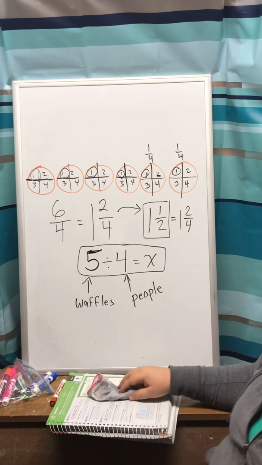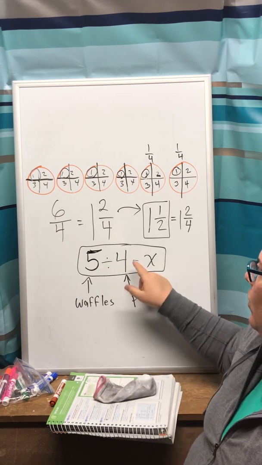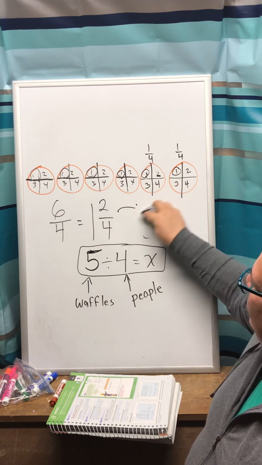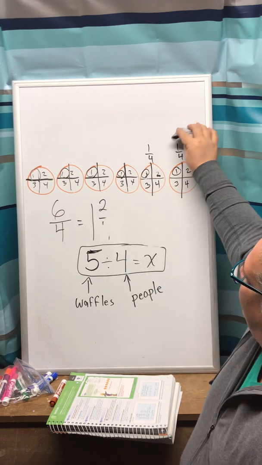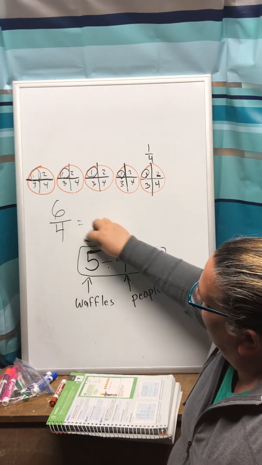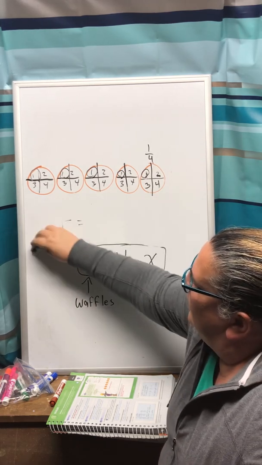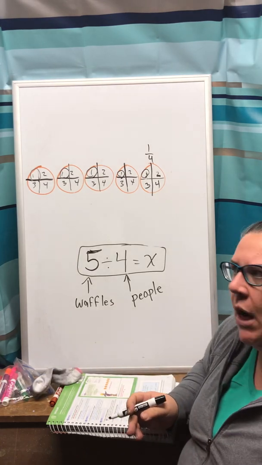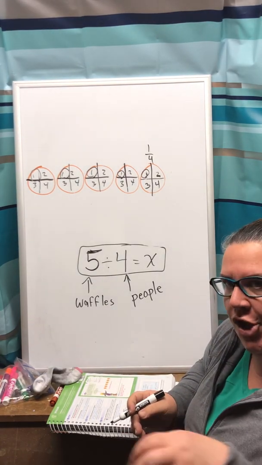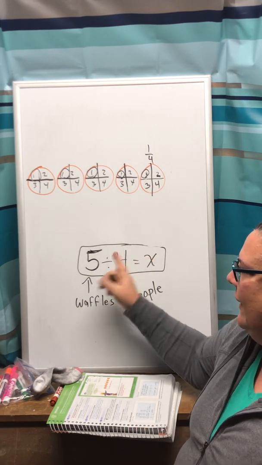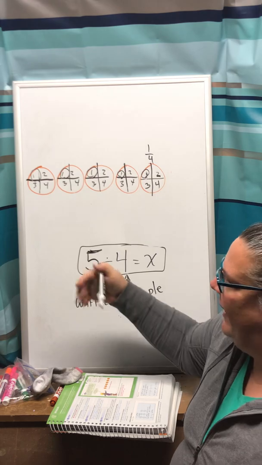So my new equation is 5 divided by 4 equals x. The only thing I need to do now is I need to get rid of one of the waffles. So same thing as what happened before. If I want to give each person a whole waffle, we still have enough to do that because we have less people than we do waffles, so everybody could have 1.